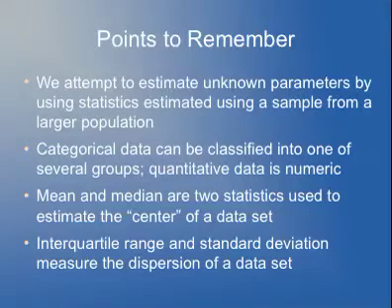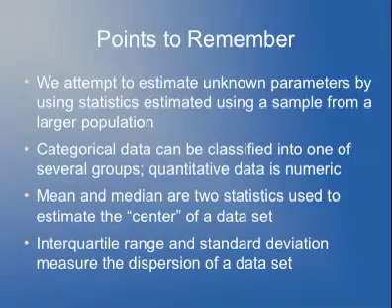So we can have categorical or quantitative data. Categorical data is classified into several groups. So it's more the race, gender, things that you can describe with words, and quantitative data is numeric, and the quantitative data is what we can perform statistics on. Mean and median are two statistics used to estimate the center of a data set.